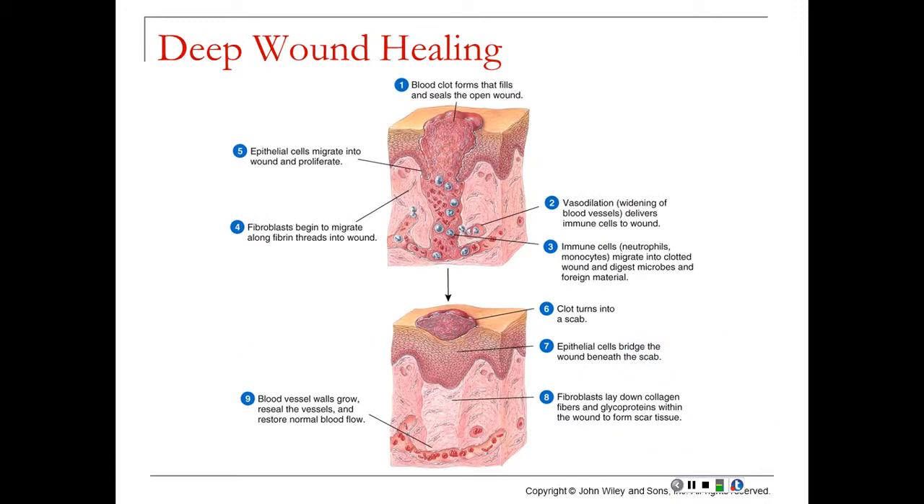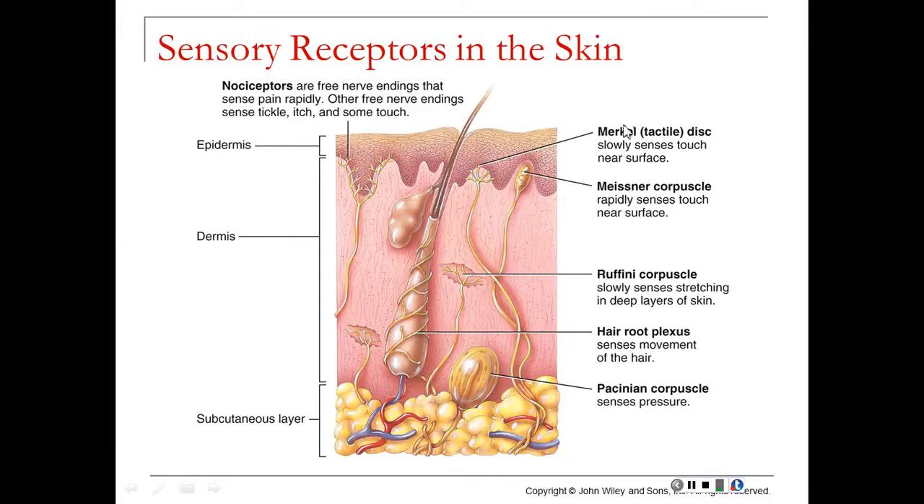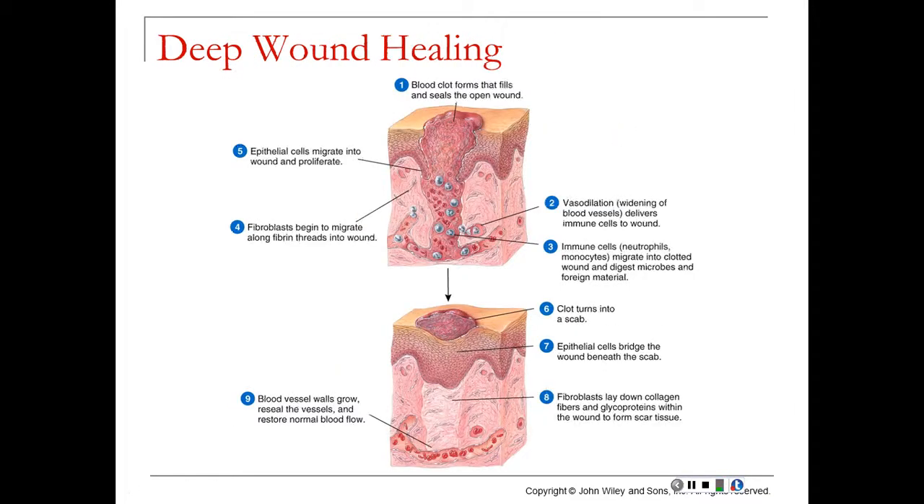Deep wound healing. A wound is deep once it goes past that stratum basale layer. In other words, once you get bleeding on the surface and your dermis has been hit by whatever has just punctured you, it's going to go through a slightly different healing process. First thing that happens is a blood clot's going to form. A deep wound going into the dermis is going to break into capillaries. This is when you get bleeding on the surface.